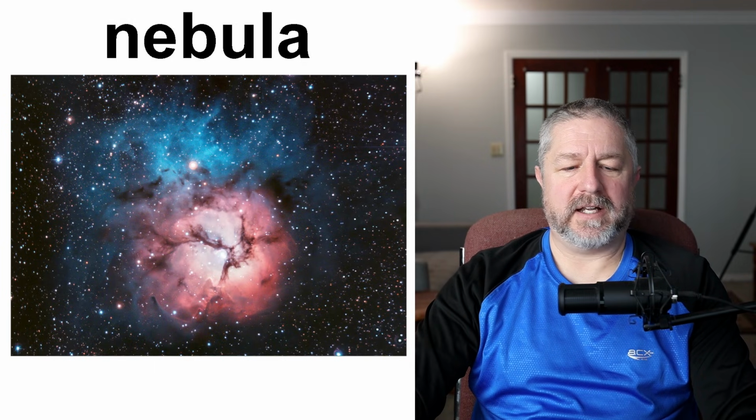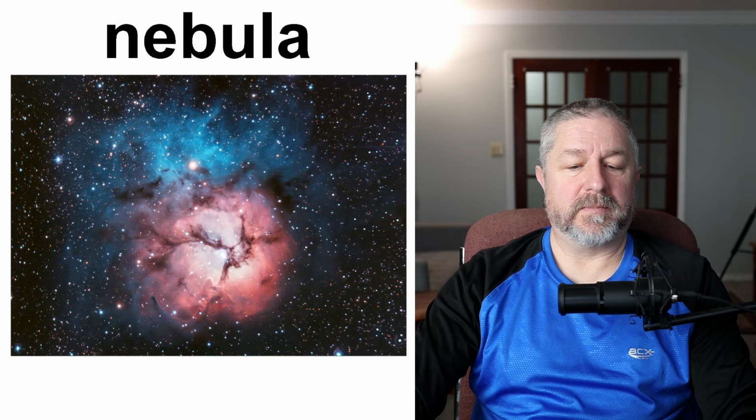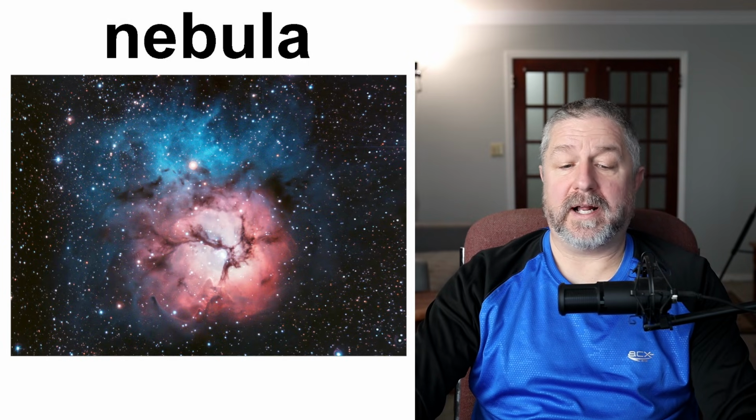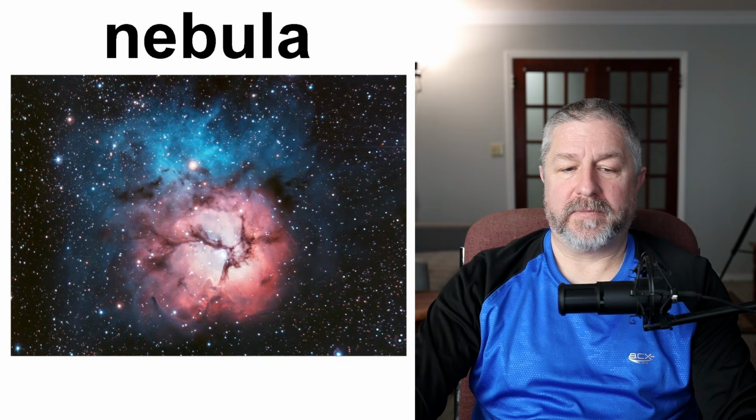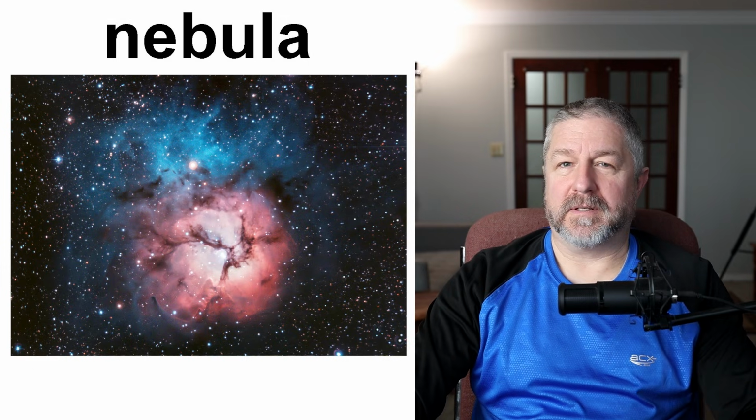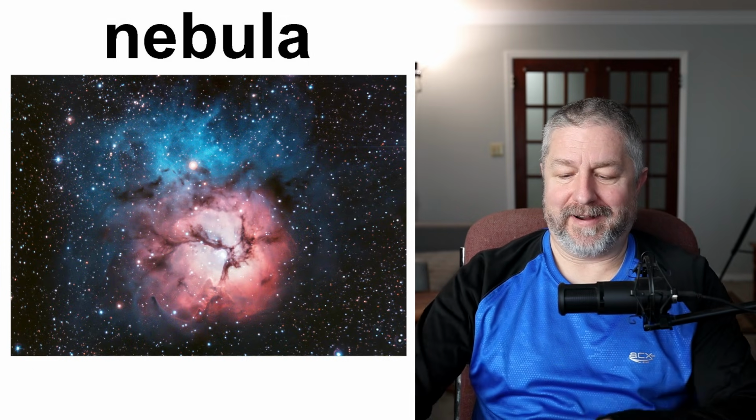A cloud of gas and dust in space, visible in the night sky, usually with a telescope as a bright patch or as a dark silhouette against other luminous matter. Luminous meaning things that emit light. So here's the simple thing. It's a cool thing in the sky to look at. That's what I would say a nebula is.